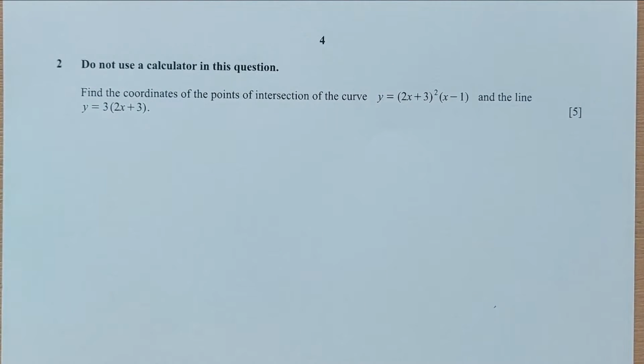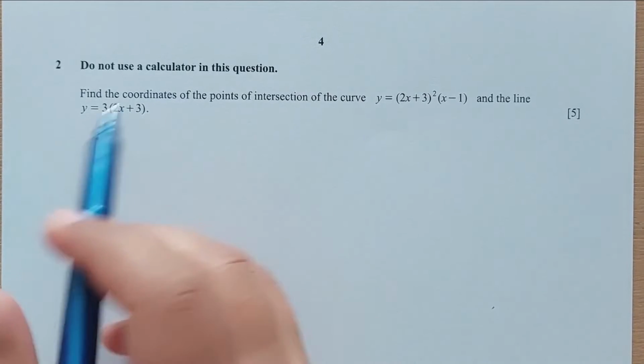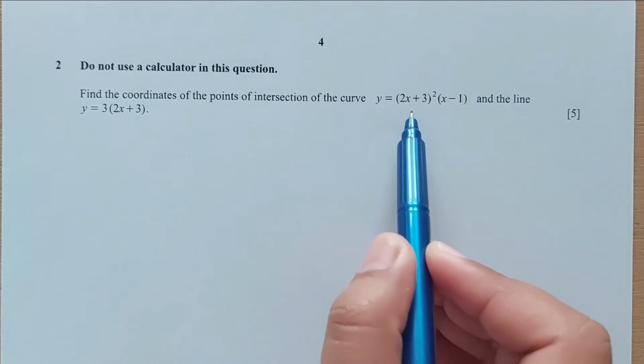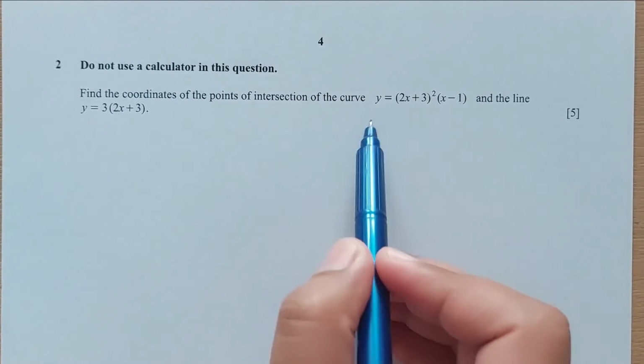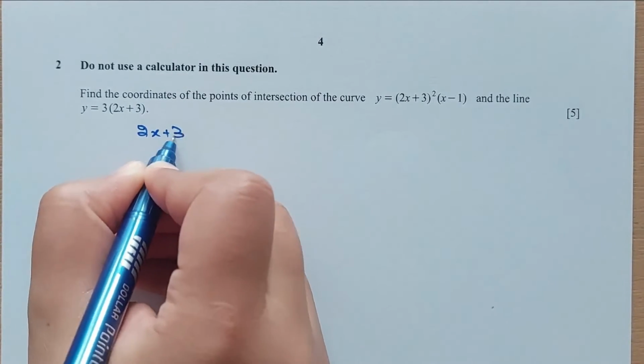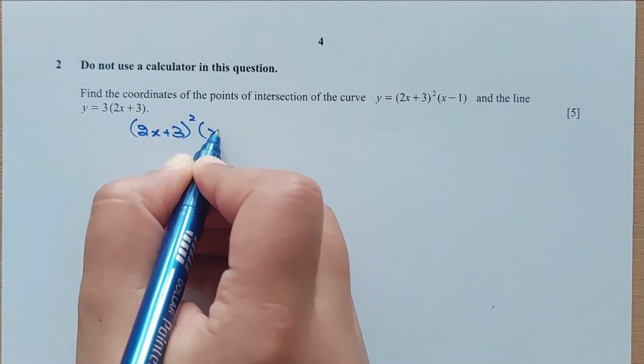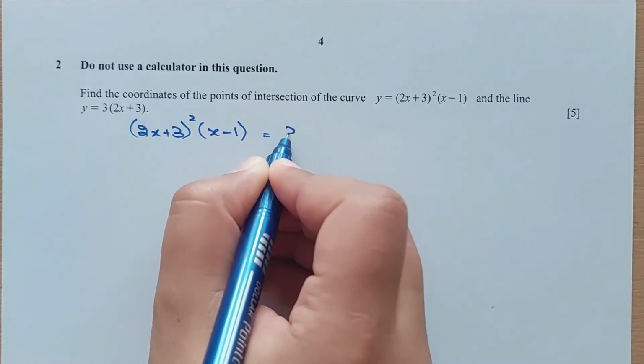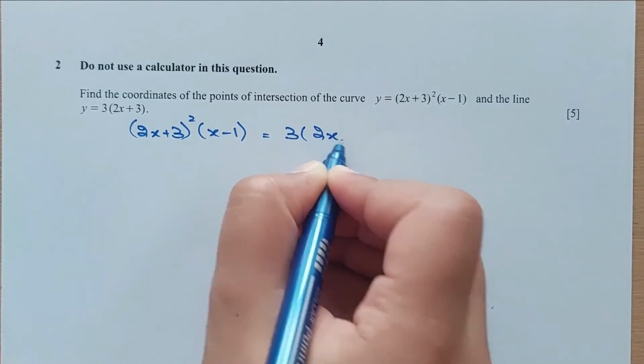Question number 2, do not use a calculator in this question. Find the coordinates of the points of intersection of the curve and the line. Okay, so put the curve and line equal. So (2x + 3)² (x - 1) equals 3 times (2x + 3).